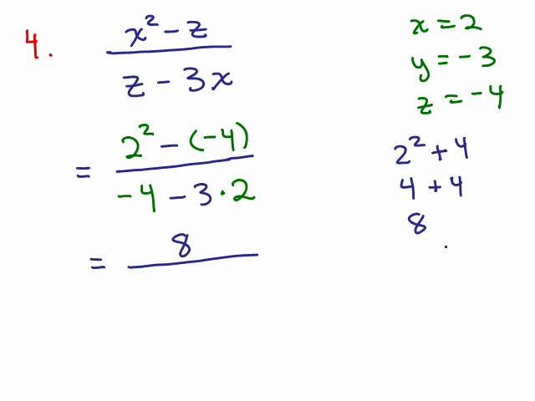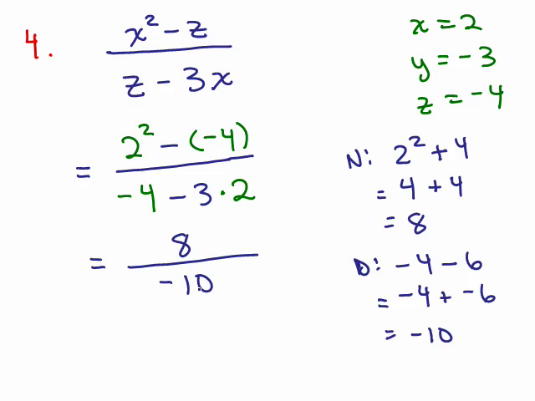All right, now what's going on in the denominator? So here's the numerator. In the denominator, we've got -4 minus, when you multiply, 6. So that's -4 plus -6, which is -10. So my denominator is -10.